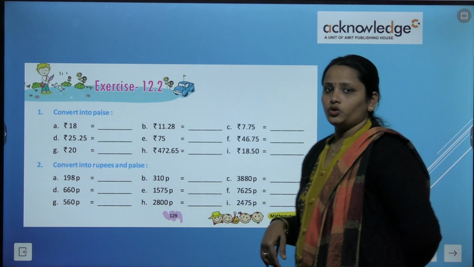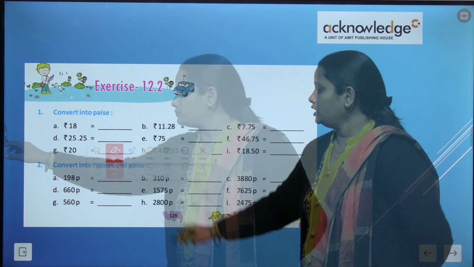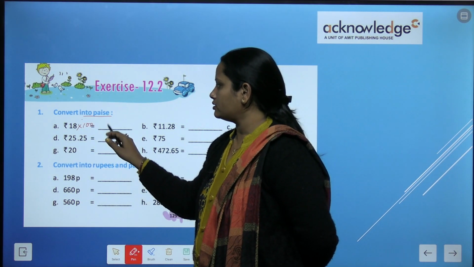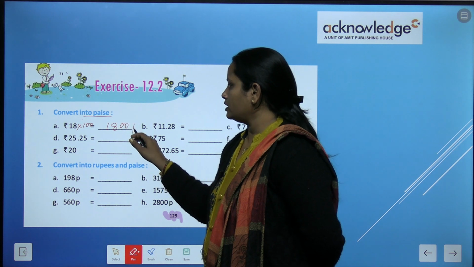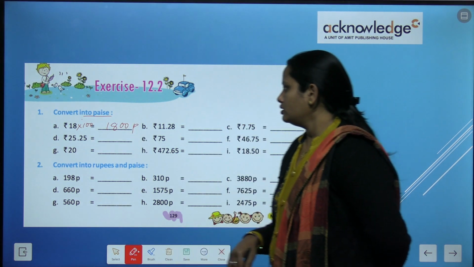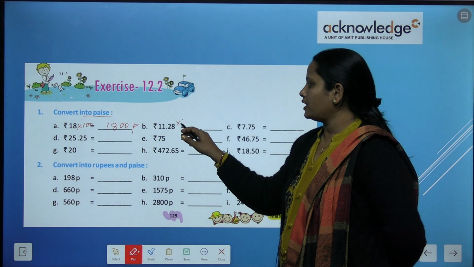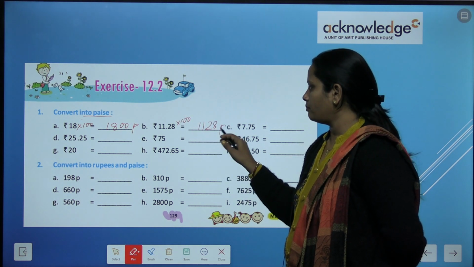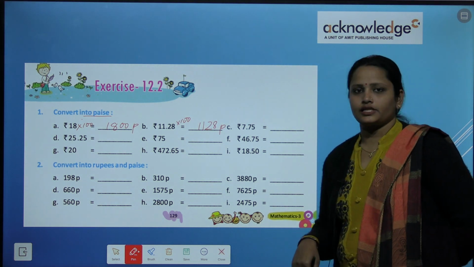Now children, let's move on to exercise 12.2. Here we have to first convert this into paisa. So let's multiply it by 100. So it will be 1800 paisa. Now again here we have to multiply this by 100. So it will be 1128 paisa. I hope this is clear.